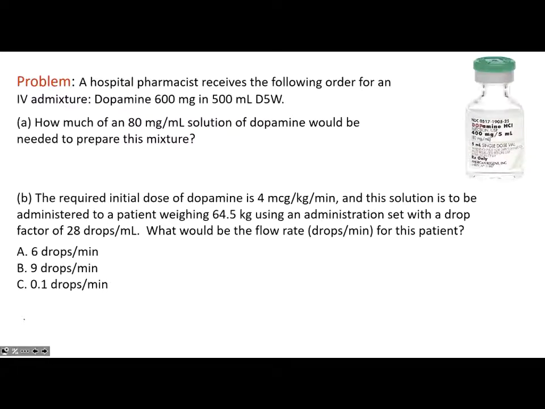Okay? And this last question is pretty easy, but there's one last thing. I'm really running out of time here, so let me do this quick. It says the doctor wants 600 milligrams of dopamine in 500 mils of D5W. The vial we have to provide that has a concentration of 80 milligrams per mil.